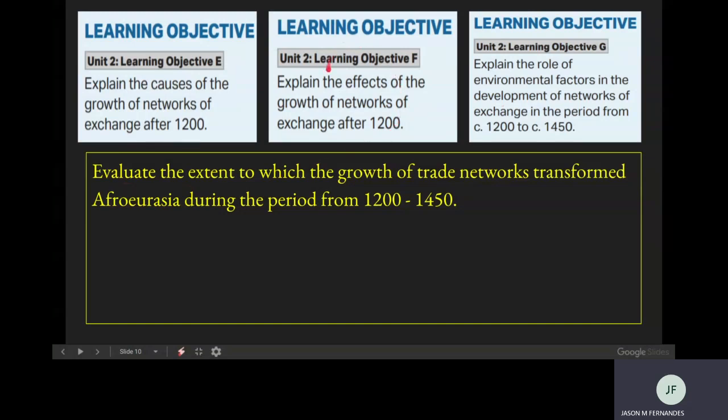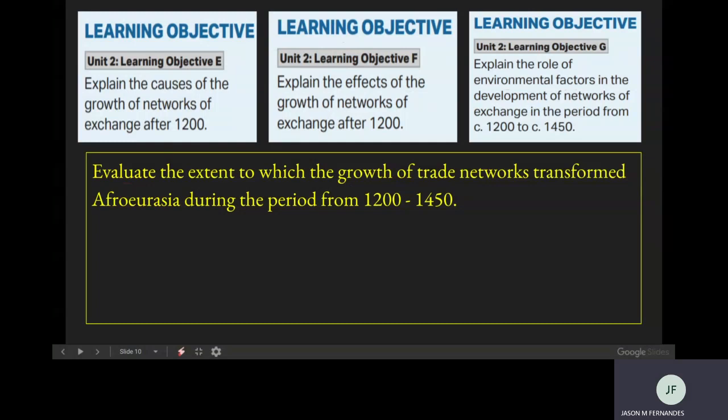Now, that obviously focuses primarily on this. What were the effects of the growth of these networks? However, if this was a DBQ question, you would need this. This would be your context, for example, right? What caused this to happen? You could also use these environmental factors as context as well. Okay? So as we go through this, I will use this prompt to guide us through it, to see how we would be able to answer a question like this based on this really broad topic.